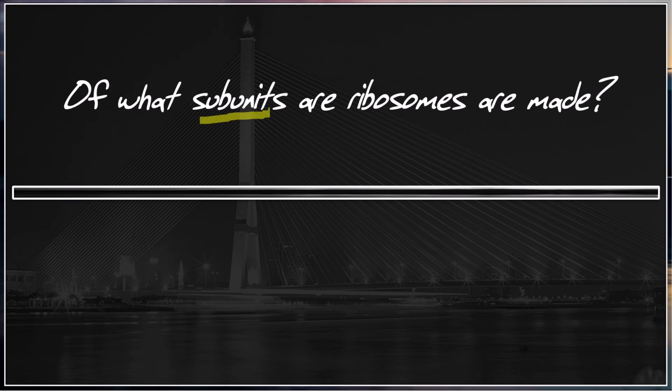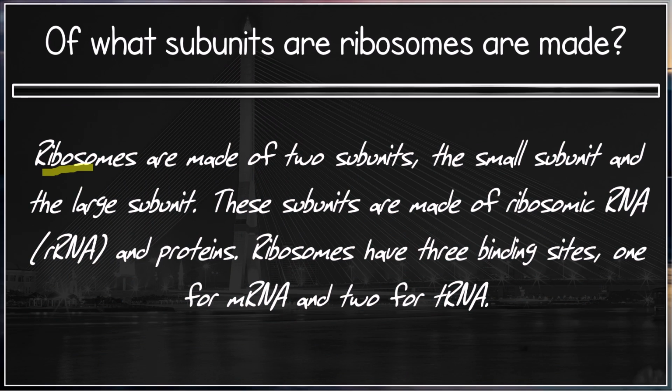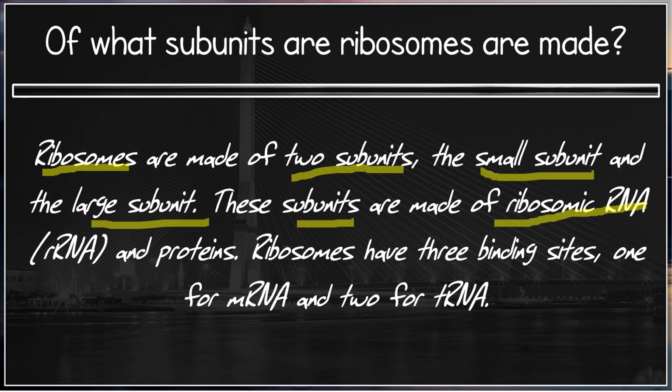Of what subunits are ribosomes made? Ribosomes are made of two subunits, a smaller subunit and a large subunit. These subunits are made of ribosomic RNA, rRNA, and proteins. Ribosomes have 3 binding sites, one for messenger RNA and 2 for transfer RNA.